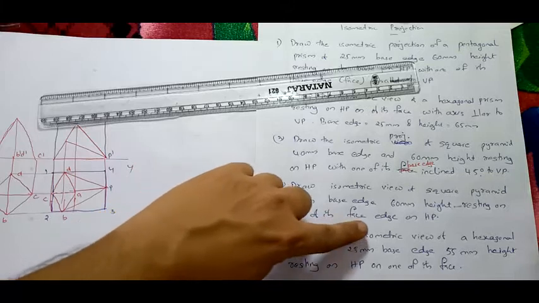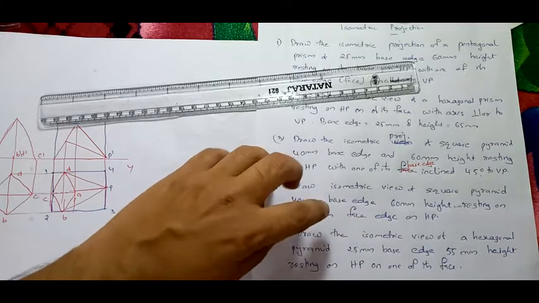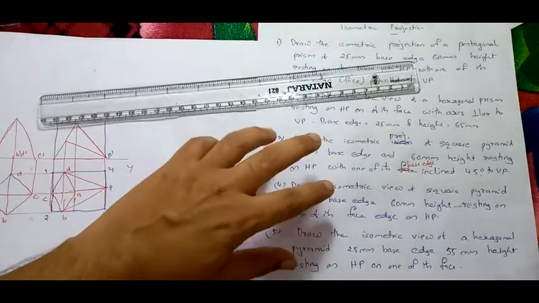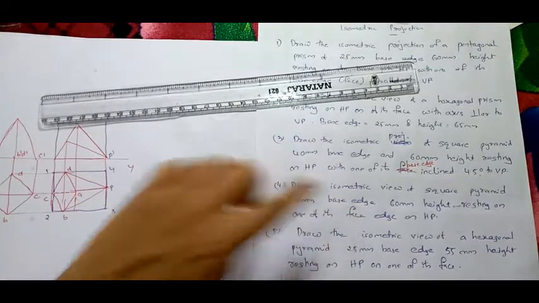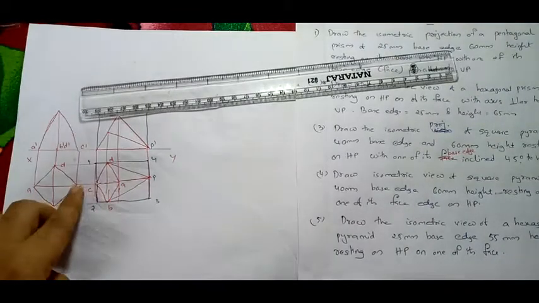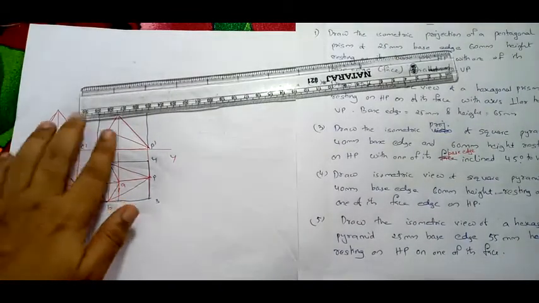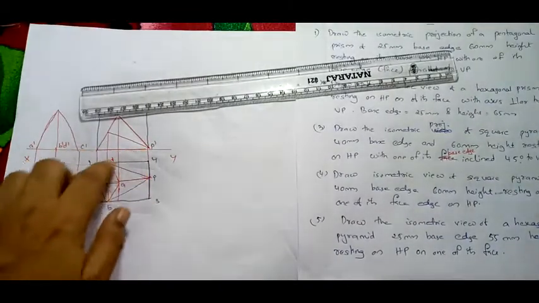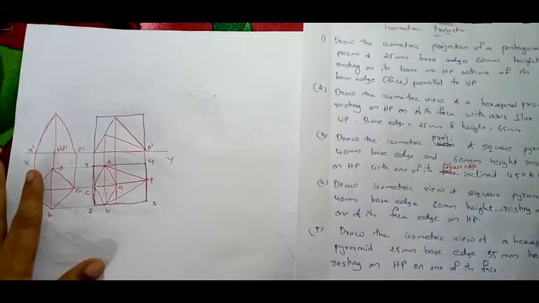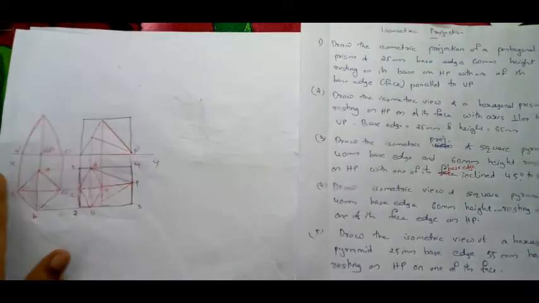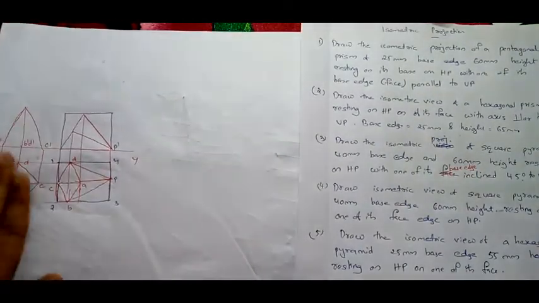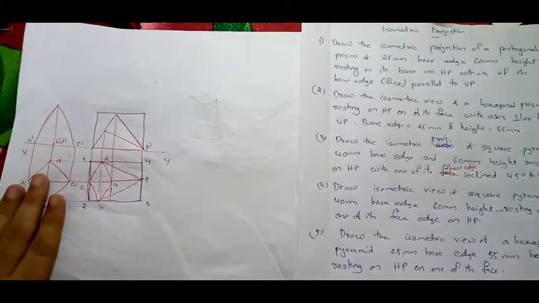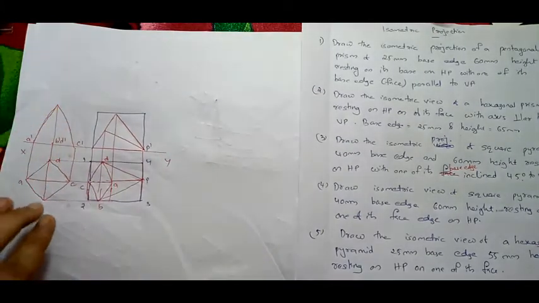Face edge on HP means first you have to place it with its base on HP with the face edge, meaning the right side corner, placed like this. Then you rotate and make this face edge on HP. So we'll be getting a figure like this. This we have already seen in projection of solids. Now how to draw this isometric projection? Now we will see how to draw the isometric projection. See, so already you know, right? So square pyramid resting on HP on one of its face edges.